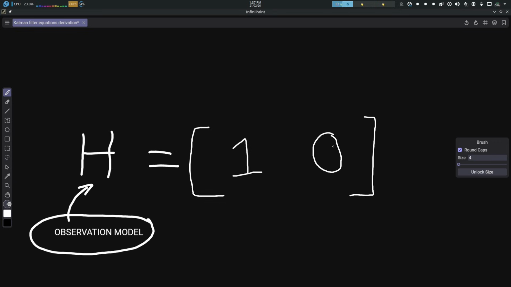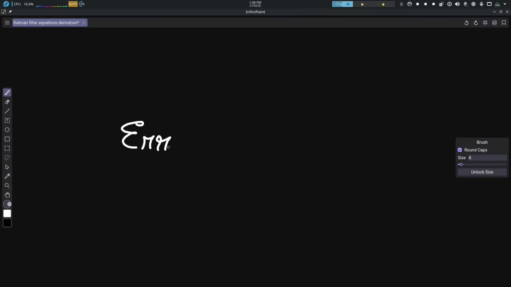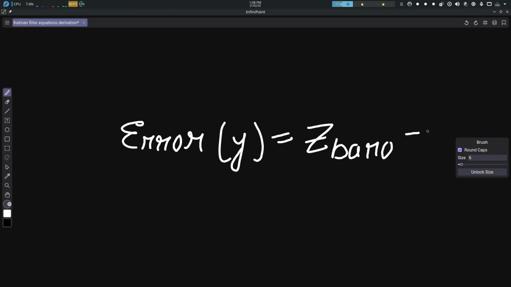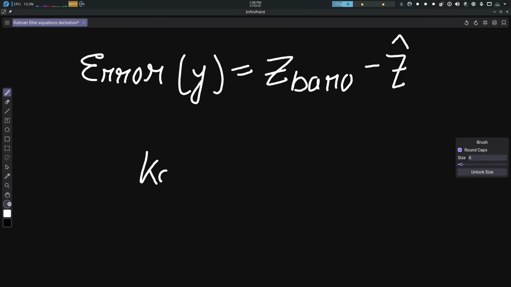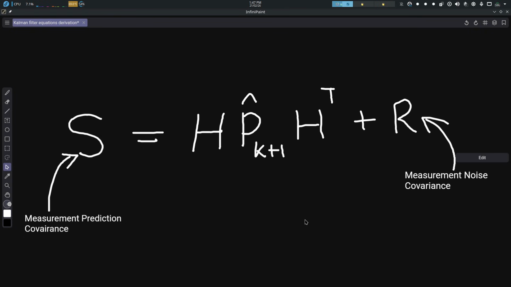A fancy name for h is observation model. It tells which states can be estimated from the measurement and is also used to calculate the Kalman gain. Before we attempt that, we need to calculate the error by taking the difference between the predicted altitude and the measured altitude. The formula to calculate Kalman gain is this. Pcap is the predicted covariance matrix, ht is the transpose of h, and the inverse of S matrix. S is the measurement prediction covariance matrix and is calculated with this formula.